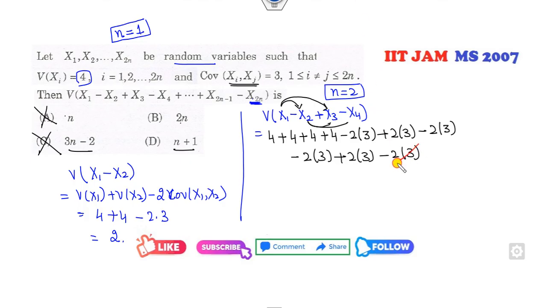Now you can cross it. This value will be cancelled out. This value will be cancelled out. So it's 16 minus 12. That's 4. So when I take n as 2, this is 4, this is 3. So this option is cancelled. The only option left is B, which is the right answer.